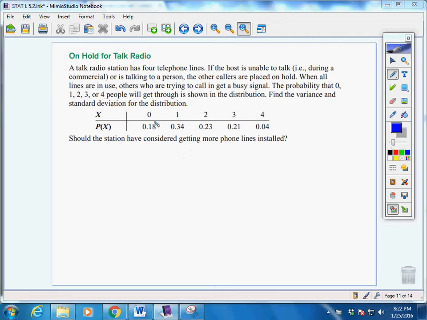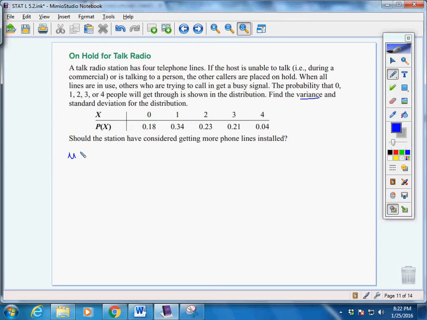So the probability that 0 people get through is 0.18, 1 person gets through is 0.34, and so forth. And it would like us to find the variance and standard deviation for this distribution. Why? To let the station know whether they should consider getting more phone lines installed. Remember, anytime we're asked to find the variance and standard deviation, we start by finding the mean.